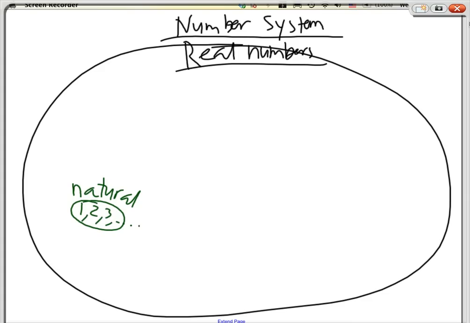And then the next layer out, which is a bigger layer, is called whole numbers. Well, as it turns out, the whole numbers contain every natural number, right? Plus, it contains 0 as well. So what's the main difference between a natural number and a whole number? 0. Natural doesn't have 0, and whole number has 0, plus everything in natural. So natural is 1, 2, 3, 4, 5, and then whole number is 0, 1, 2, 3, 4, 5. So that's the only thing that's different.